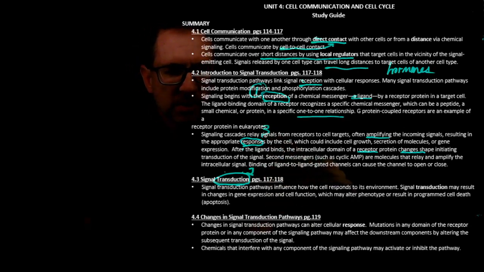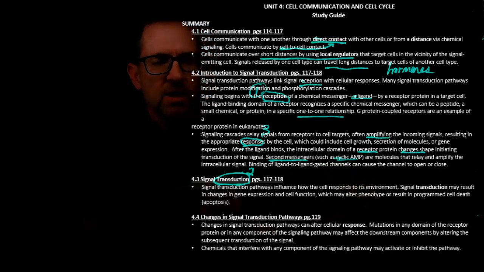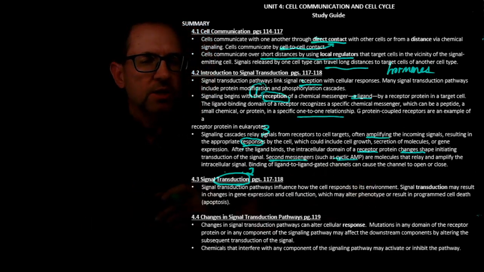Did we finish anything here? Oh, we can't forget there are these very important second messengers. The most common one is cyclic AMP, often abbreviated cAMP. They're molecules that relay and amplify the signals.